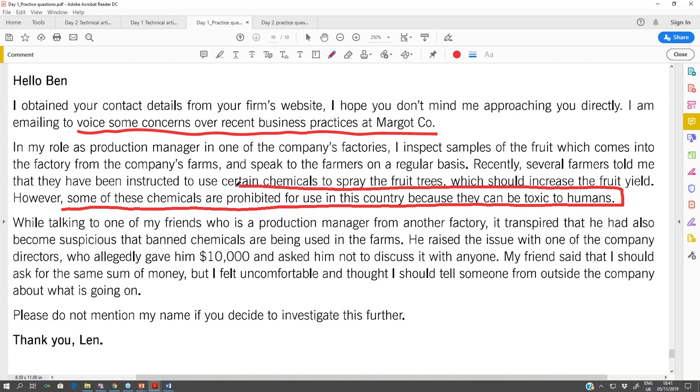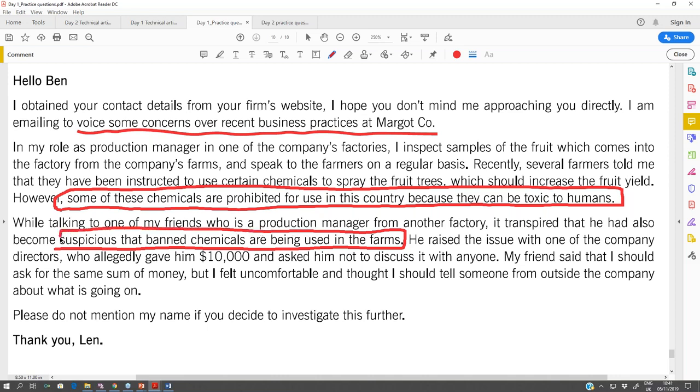And the company is using them as a spray on the fruit trees, and you are the production manager, and you got this information, and this is very important information for the auditor. We'll see why and how. "While talking to one of my friends who is a production manager from another factory, it transpired that he had also been suspicious that banned chemicals are being used in farms." So you're using some banned chemicals. You have been suspicious that banned chemicals are being used in the farms.